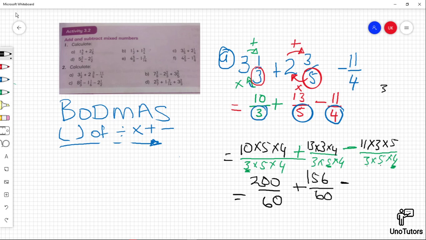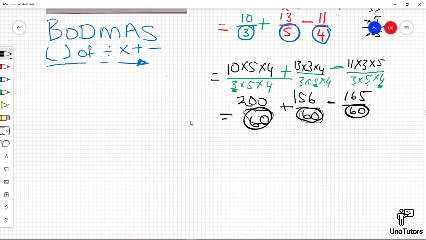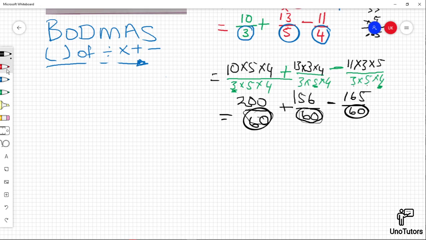Let me just work it out here. 33 times 5 will be 5 on there, 15, 16, 165. Okay, over 60. So as you can see, all the denominators are the same now. And once the denominators are the same, we can then subtract or add the numerators using BODMAS. Okay, so let's just move the page up a bit so that we continue.